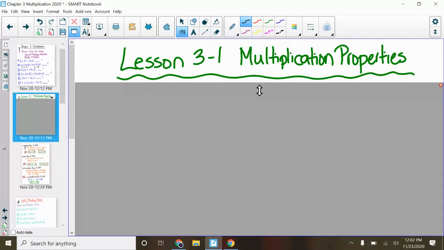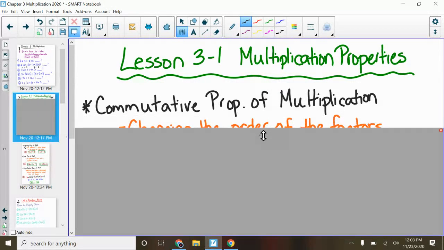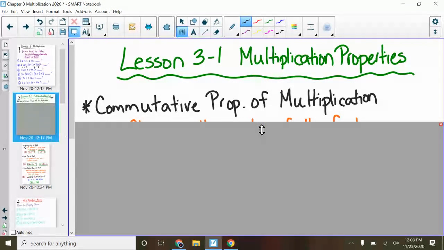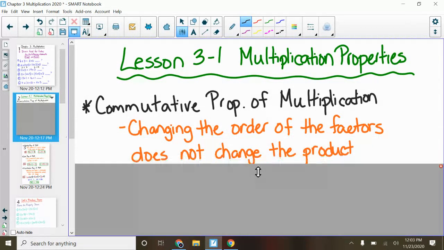So the first property that we're going to observe is called the commutative property of multiplication. This should feel like a term that you've heard before, because earlier in the year, we looked at the commutative property of addition. It's very similar to that property, and both of them basically tell us that I can change the order of the factors, and that doesn't change the product.